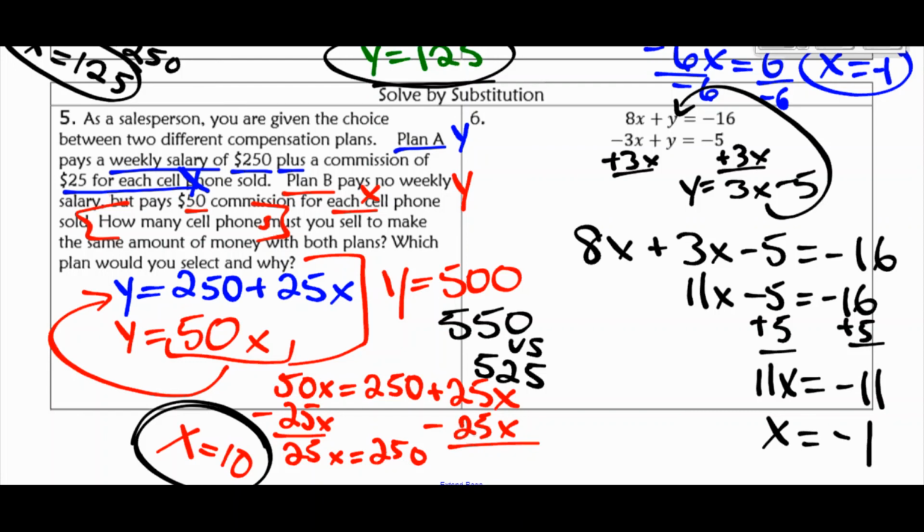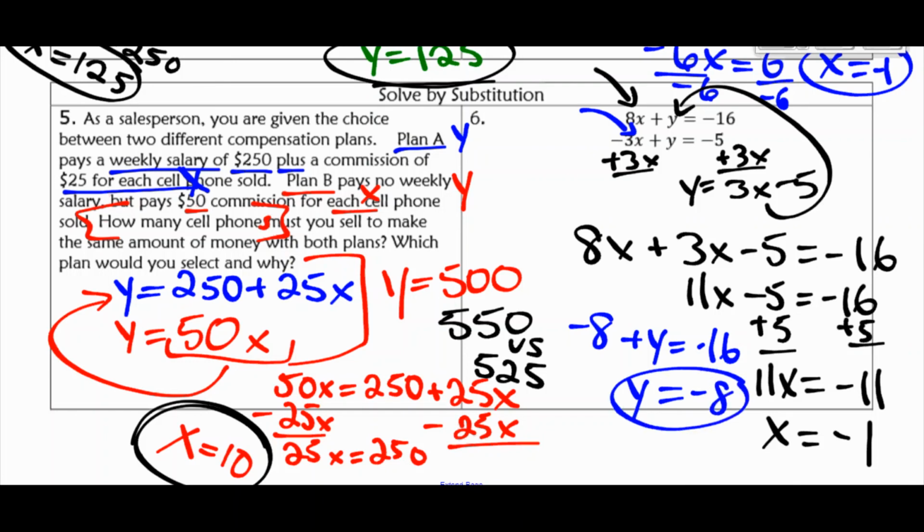I'm going to take that and plug it into either equation. I'm going to take negative 1, plug it in either here or here to solve for the y. I'm going to plug it into the top one. That's 8 times negative 1 plus y equals negative 16. It would be negative 8. I add 8 over, and that gives me that y is negative 8. And that's my solution to the system of equations.